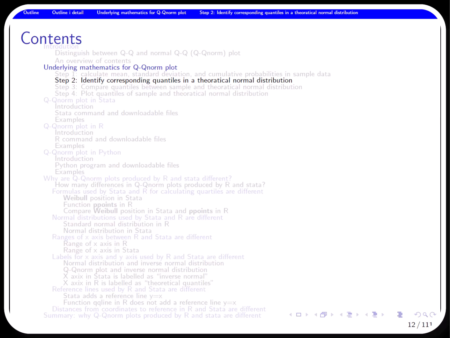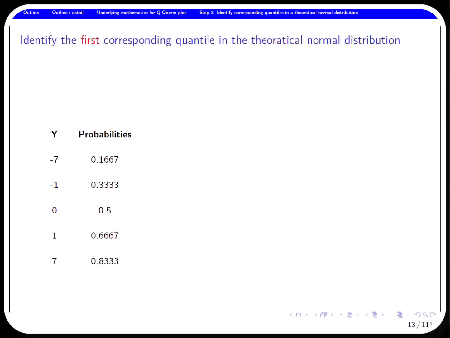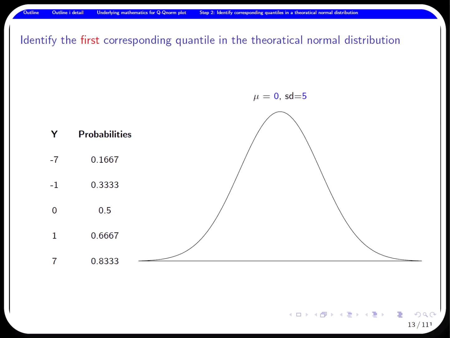Step 2. Identify corresponding quantiles in the theoretical normal distribution. The left side is the sample data and the cumulative probabilities that we just calculated. The right side is the theoretical normal distribution with mean equal to 0 and the standard deviation equal to 5. You can now pause the video and think about why the theoretical normal distribution has a mean 0 and a standard deviation 5.